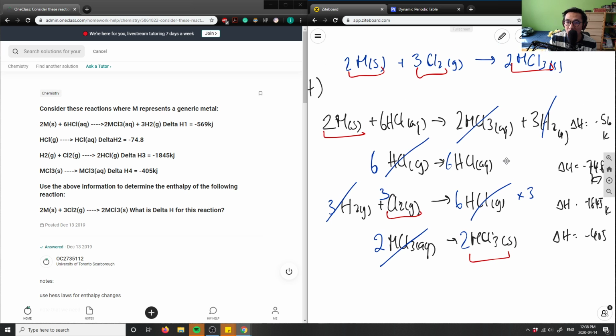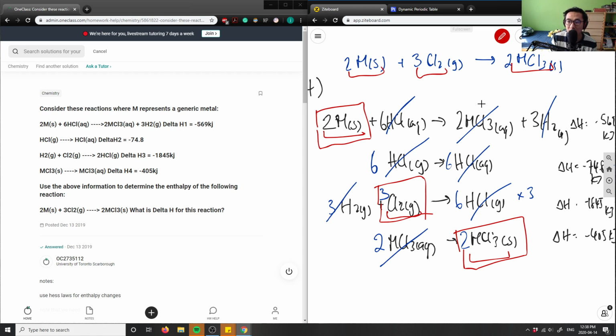And then finally, I'm reacting hydrochloric acid and it's producing hydrochloric acid, right? I have 6 of these and 6 of these. So all I'm left with in the red is 2 MS, which is good, the main reaction, plus 3 chlorine gases. It's going to make 2 MCl3. Everything else is crossed out. So this is Hess's law. So that's what we did there. So this is perfect in terms of our reactions balancing out.